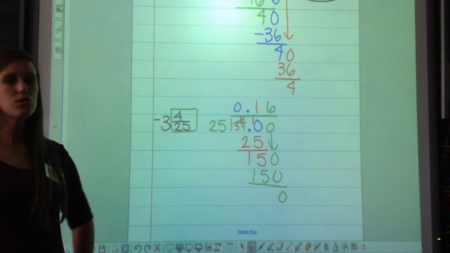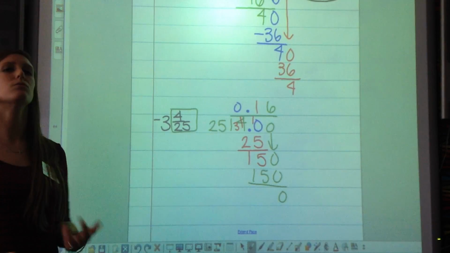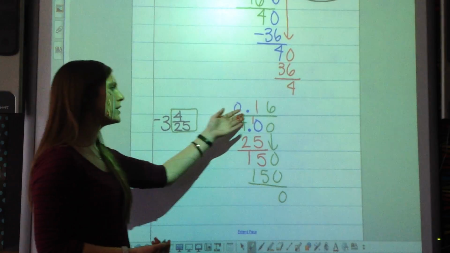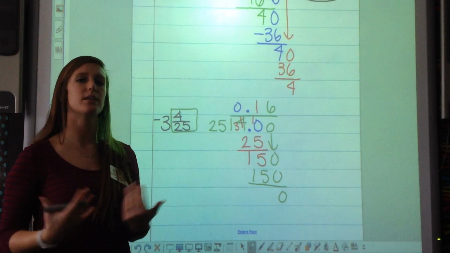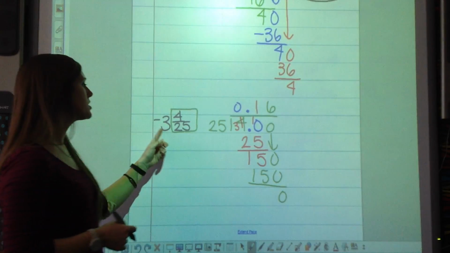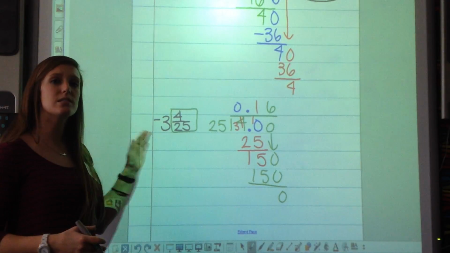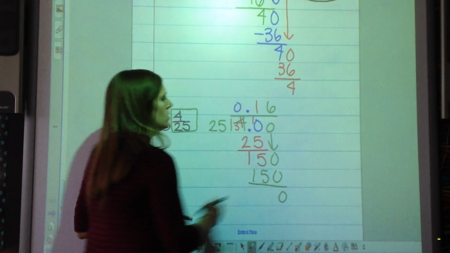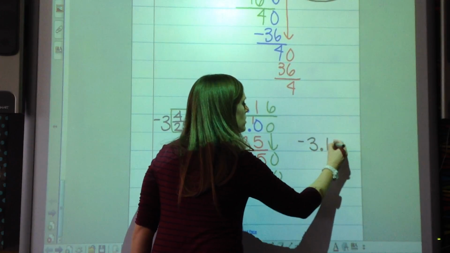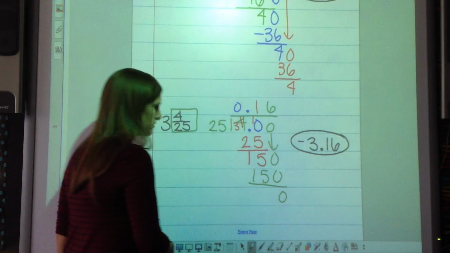So again, when you get your answer, be very careful. Always look at the original problem. If I just wrote my answer 0.16, I would get the problem wrong. I'm going to look at the original and see that we have a whole number. This stays a whole number. Negative 3.16 is my answer.